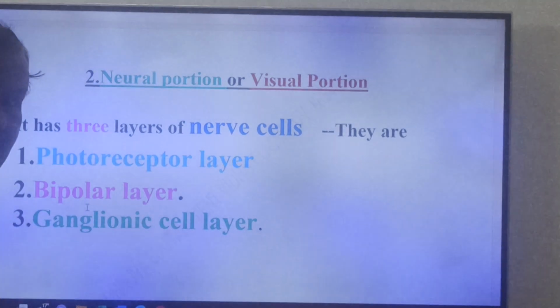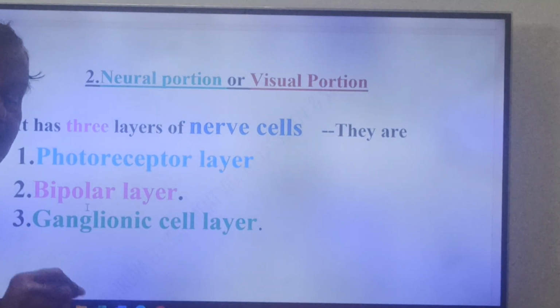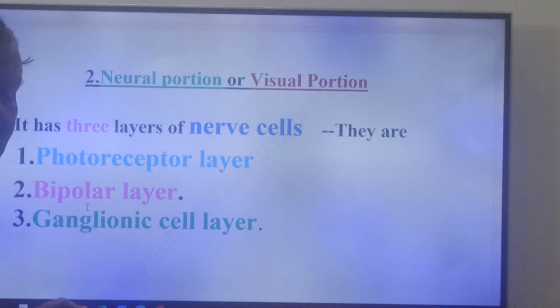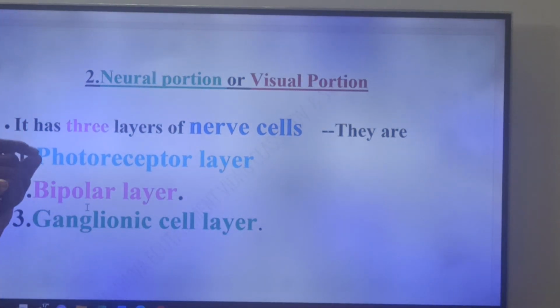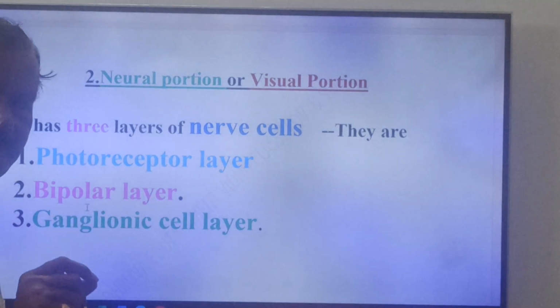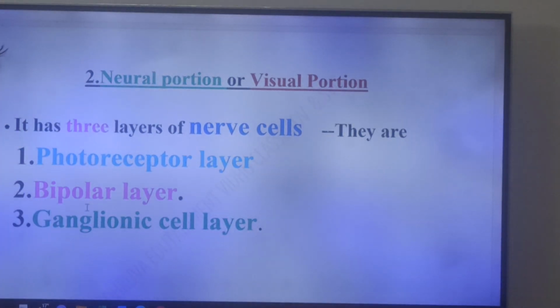Friends, where are these three layers? These three layers are present in the second part of the retina. What is that second part? Visual portion or neural portion. Why are we calling it neural portion? It is made up of nerve cells or neural cells. Why are we calling it visual portion? It is forming the image.